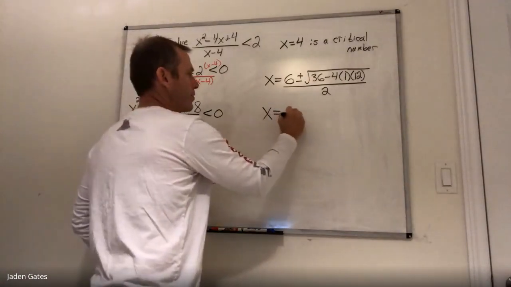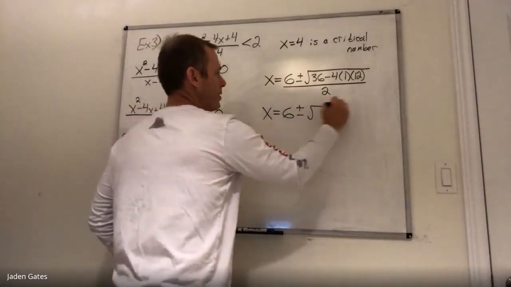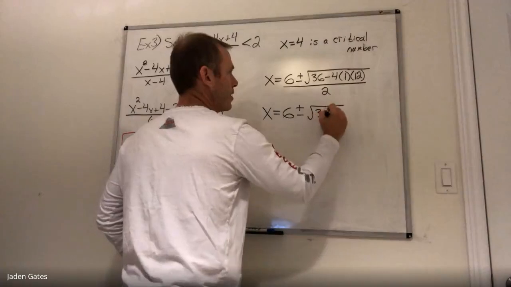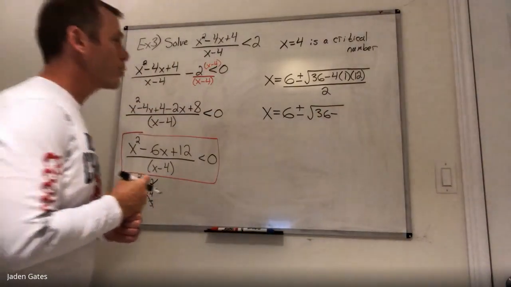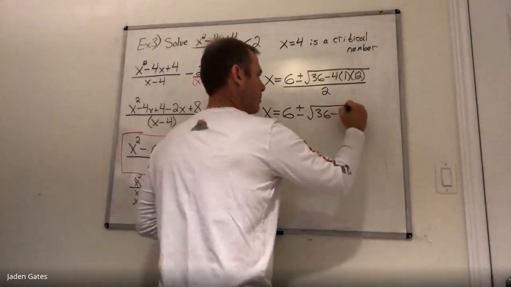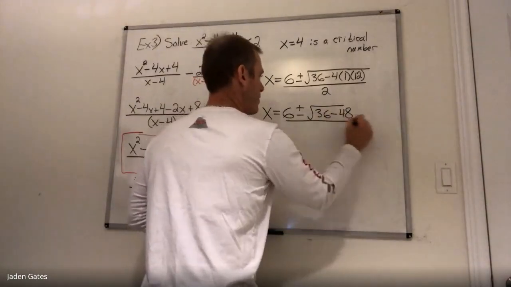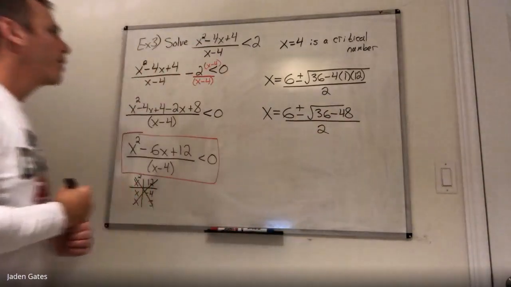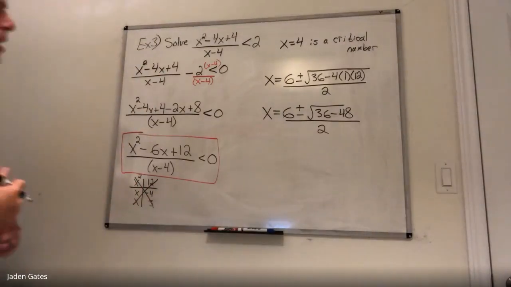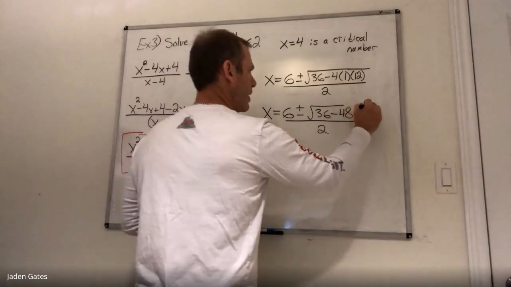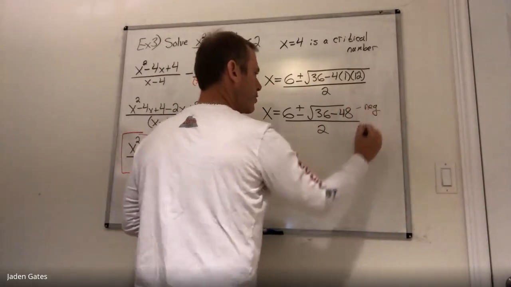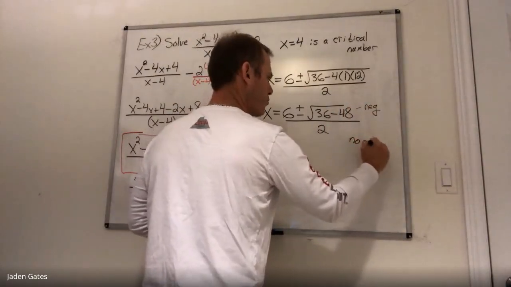All right, just doing my quadratic formula. Look at x equals 6 plus or minus, let's see here, 36 minus 4 times 1 is 4, times 12, 4 12s, 48, divided by 2. All right, and well, look at here, 36 minus 48, that's going to be negative. So actually there are no solutions.